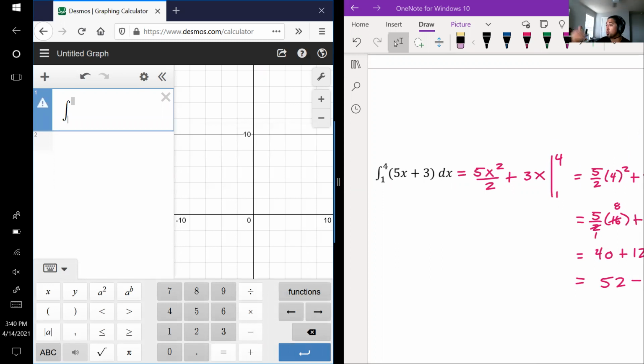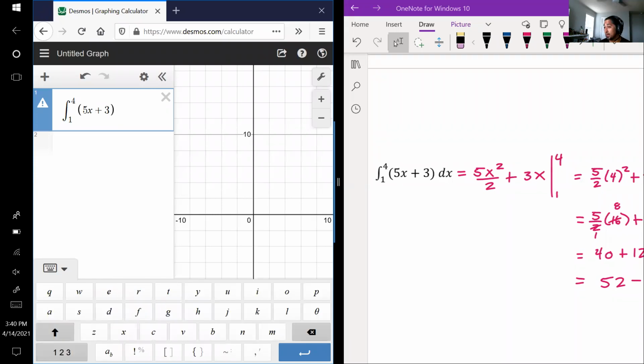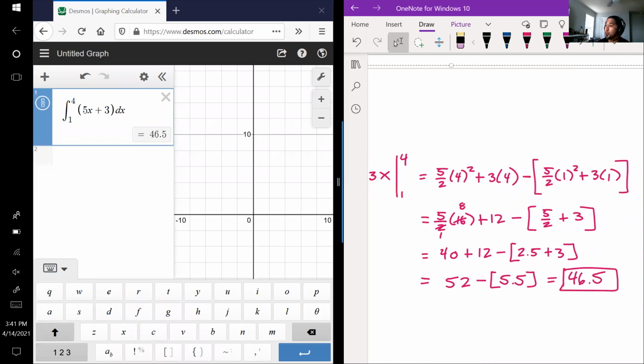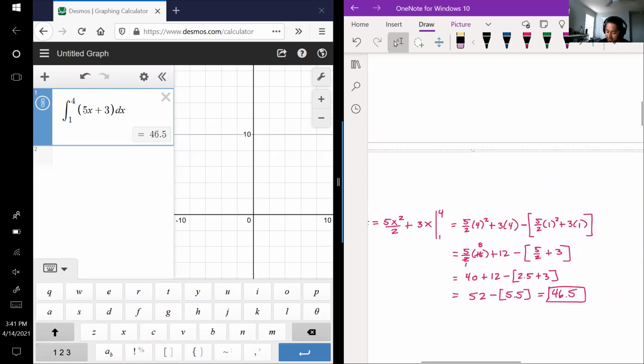And it's going to have boxes where you can put the interval. So I'm going to put 1 there, 4 there, and then I'm going to type our function, parentheses, 5x plus 3, close parentheses, and then do it with respect to x. Like I said, you have to type it in exactly as you see it. So 5x plus 3 dx, and watch the magic that happens. We get 46.5. Oh, man. Now, isn't that nice?